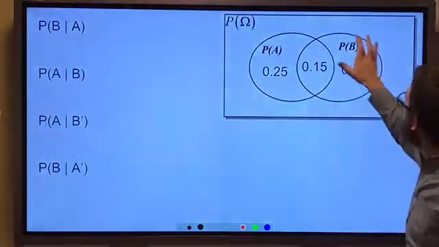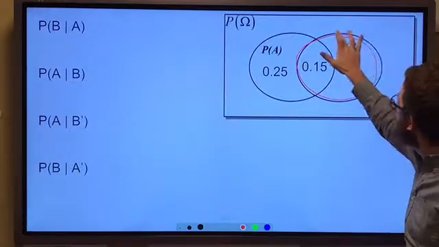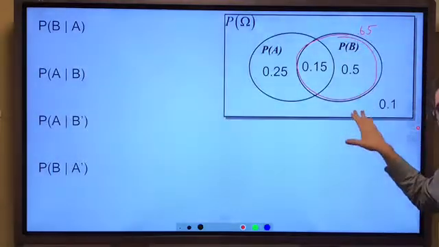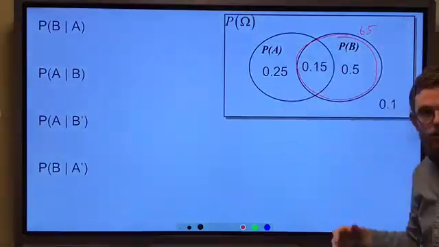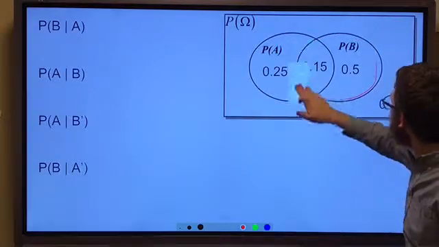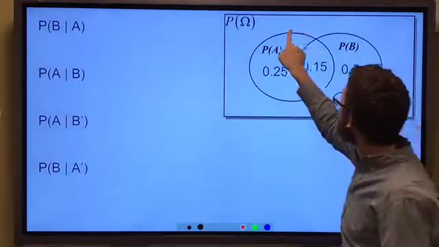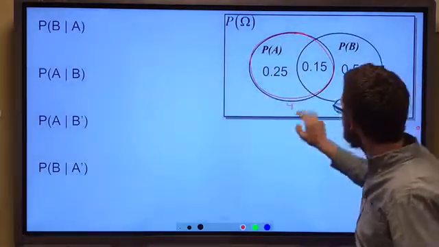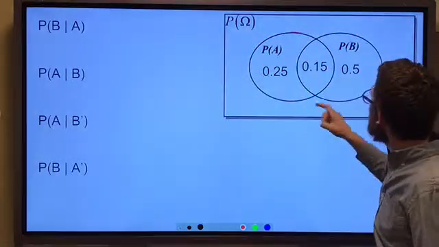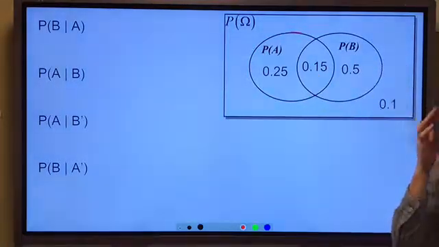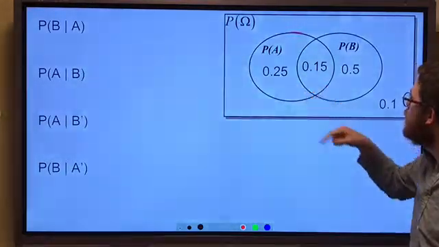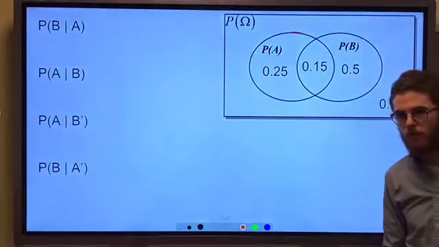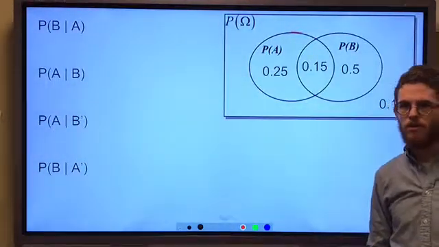The probability of B happening is all of this. The probability of B happening is actually 0.65, just so we're clear about that. The whole B circle would be B happening. That's the probability of B. Over here, the probability of A happening is 0.4. So we add those together. That's the whole circle right there. And then the probability of A and B happening is right there in the middle. The probability of A and B happening would be 0.15, and the probability that neither of these things happens is 0.1.